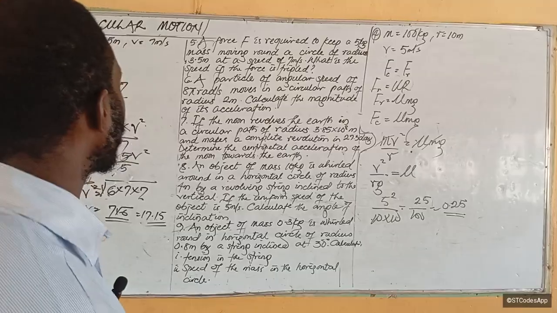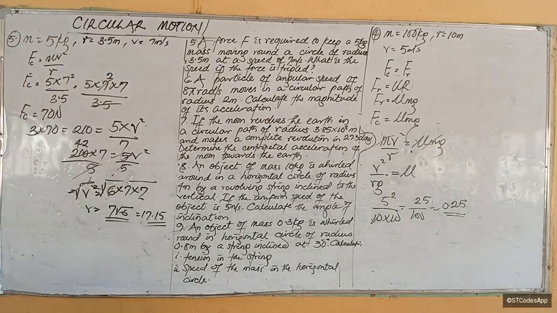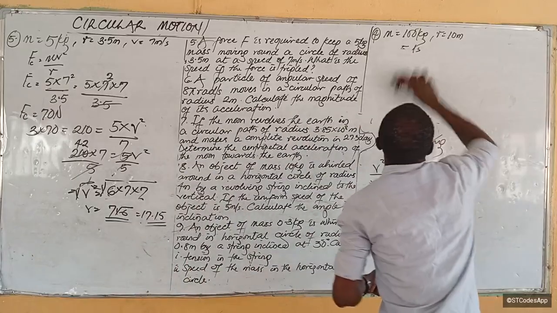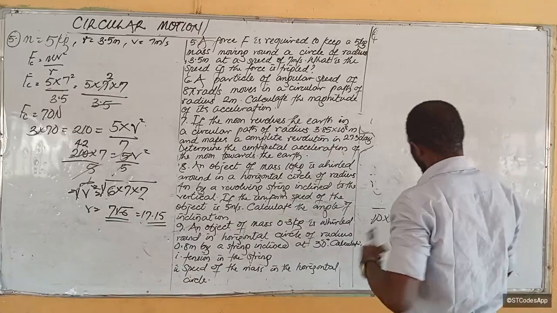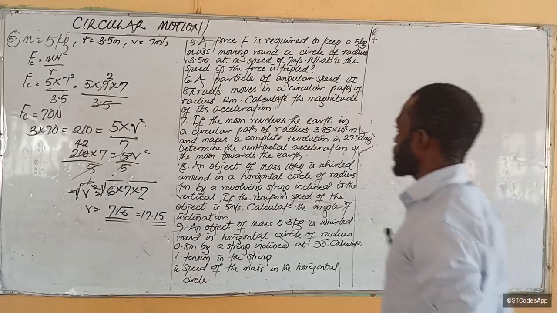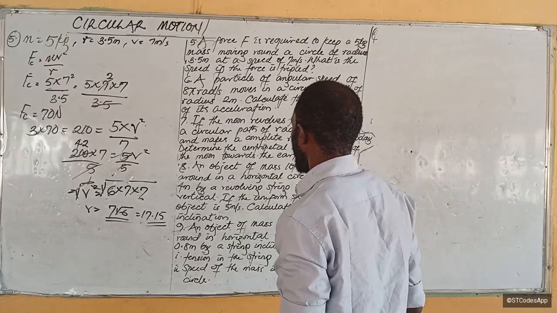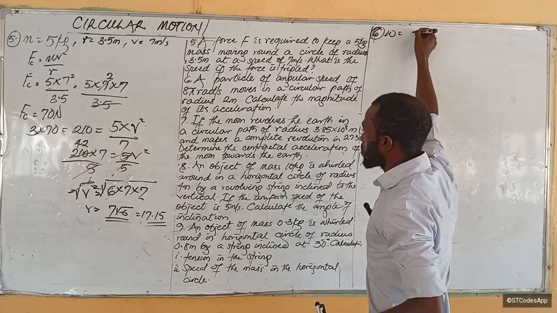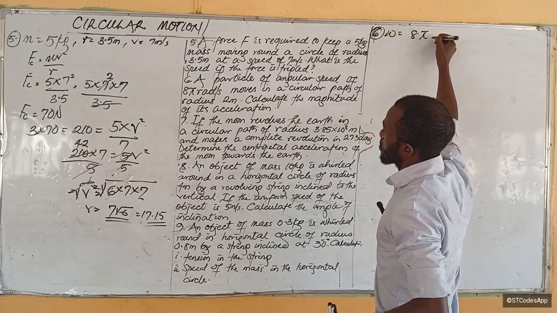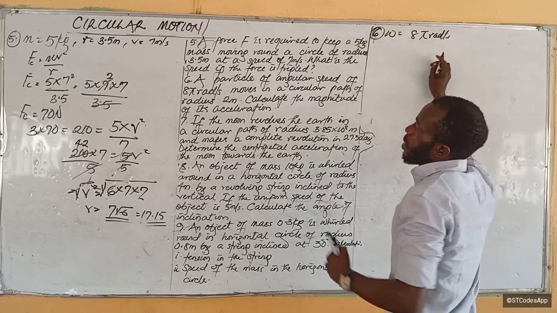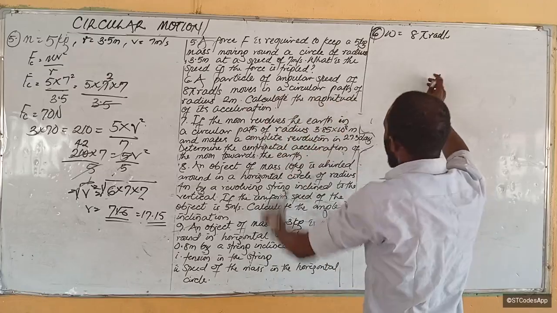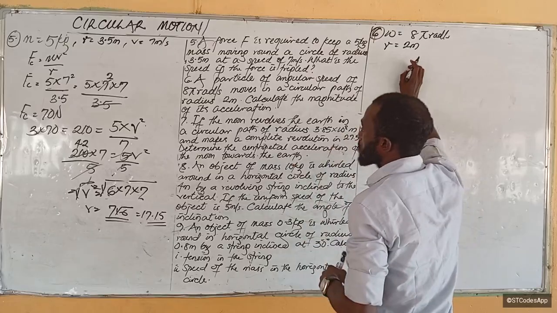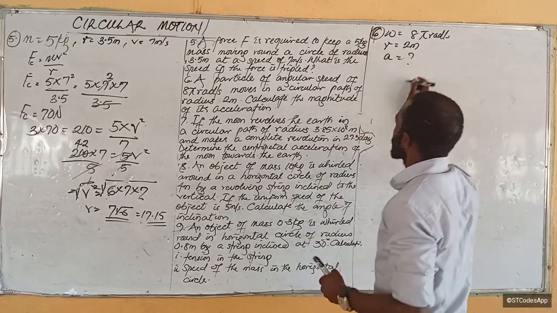Now let's go to question 6. It says a particle of angular speed 8 pi radians per second moves in a circular path of radius 2. Calculate the magnitude of its acceleration. A equals unknown. Very simple.